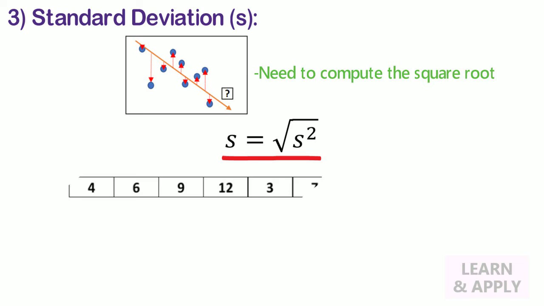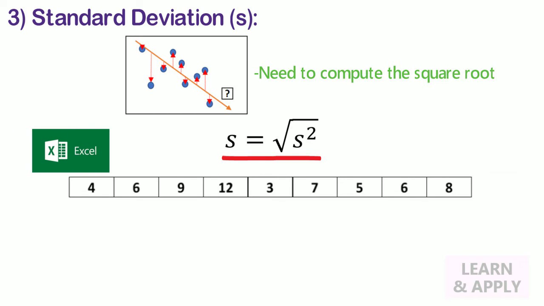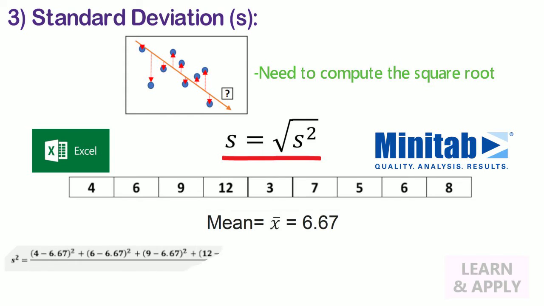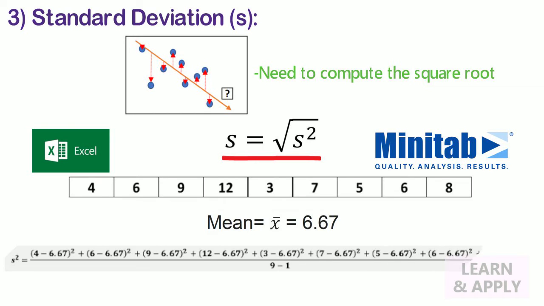Let's continue with the same example to calculate variance and standard deviation. Let's calculate these measures manually first and then in Excel and in Minitab. In this example, mean is equal to 6.67 and variance is equal to the sum of squares of difference between each data point and mean value, divided by n minus 1, which is equal to 7.5. This is a time consuming activity. Instead of calculating these values manually, I recommend you use Excel, Minitab or other statistical software.